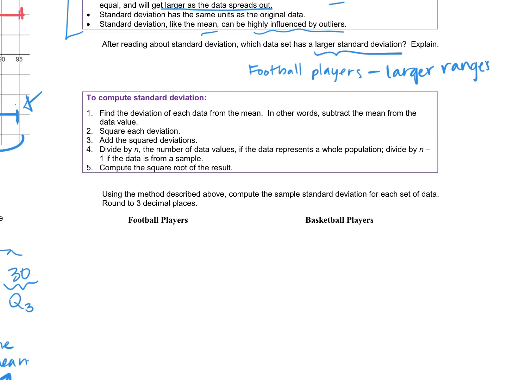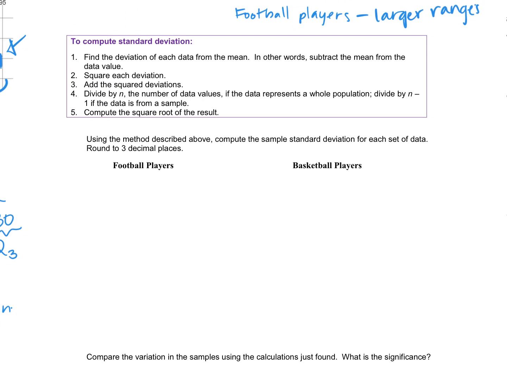And so in order to compute the standard deviation, we want to see how different each data piece is from the mean. So we're going to subtract, then we're going to square the deviations, add them together. We'll divide by n if it represents a whole population, or we'll divide by n minus 1 if it's a sample, which is what we have, a sample. And then we'll square root the result. And so let's see how this looks.